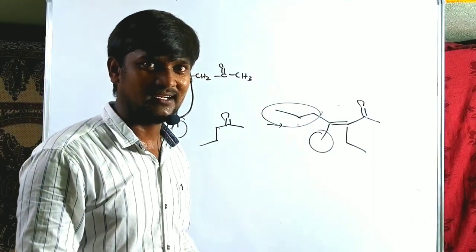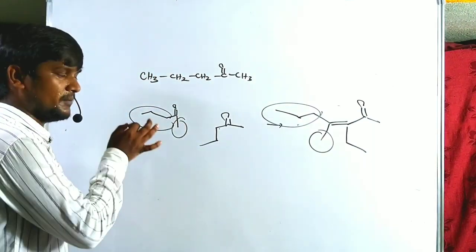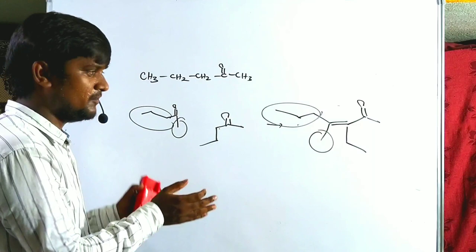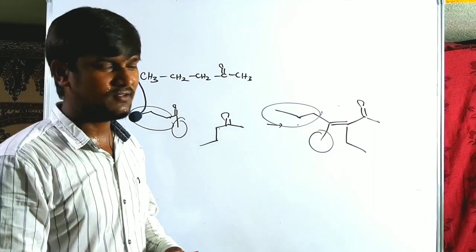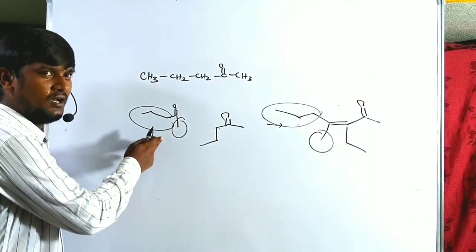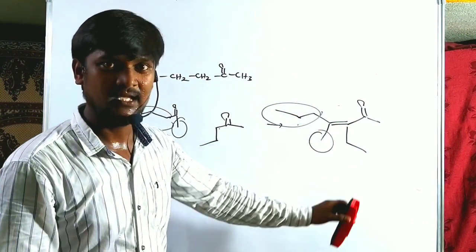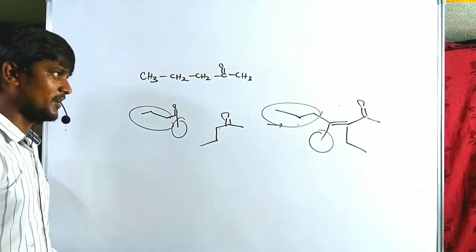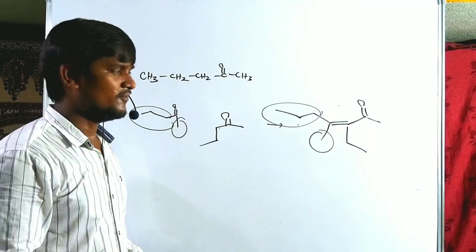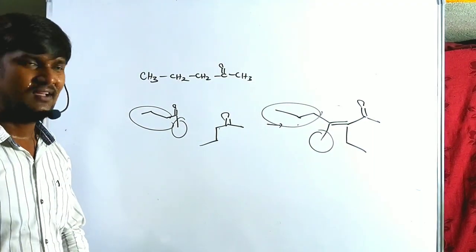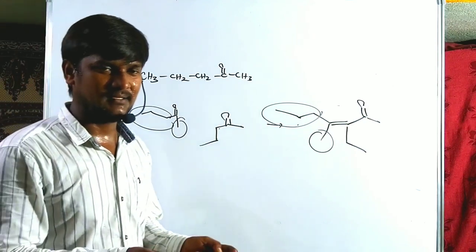After writing the product of aldol condensation, let us check how the number of carbons in the reactants and products are the same. If you take one mole, the product has twice the number of carbon atoms. This is a very simple thing for aldol condensation. Now it is very easy to find the aldol products.